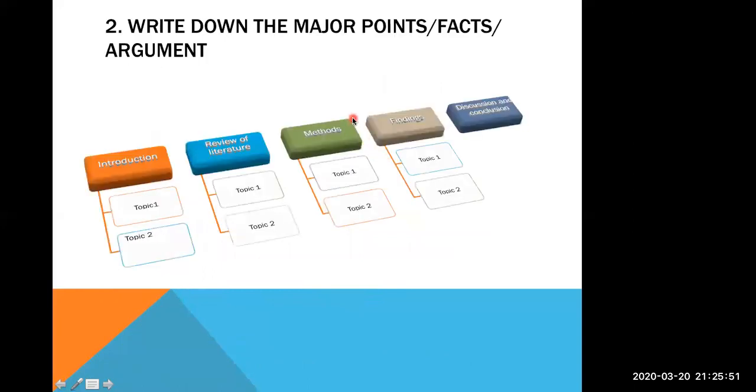Remember, please, also to write down the major points, facts or arguments under each heading. We talked about the 6 headings before. Now you need to create subheadings, like introduction should include, for instance, topic 1, topic 2. The same thing goes with the review of literature, with methods, with findings, with conclusion and discussion. So under each major heading, there should be subheadings that go under.